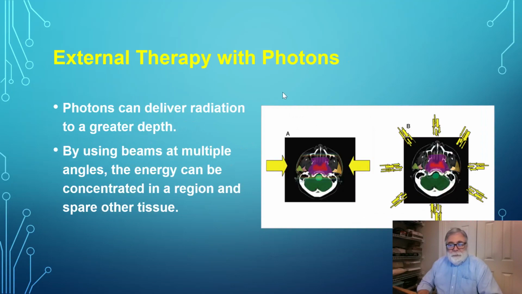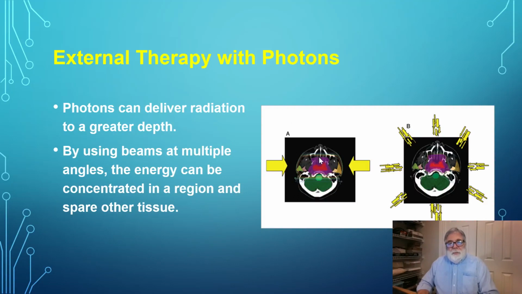The next type, let's talk about photons. This is probably the most common kind of therapy. Photons can penetrate to greater depth. Remember that higher energy photons are more penetrating. Lower energy photons are readily absorbed by the photoelectric effect, and so high energy photons are used to penetrate deeply into the tissue. Photons are attenuated exponentially, e to the minus mu x. We just talked about it for electrons.